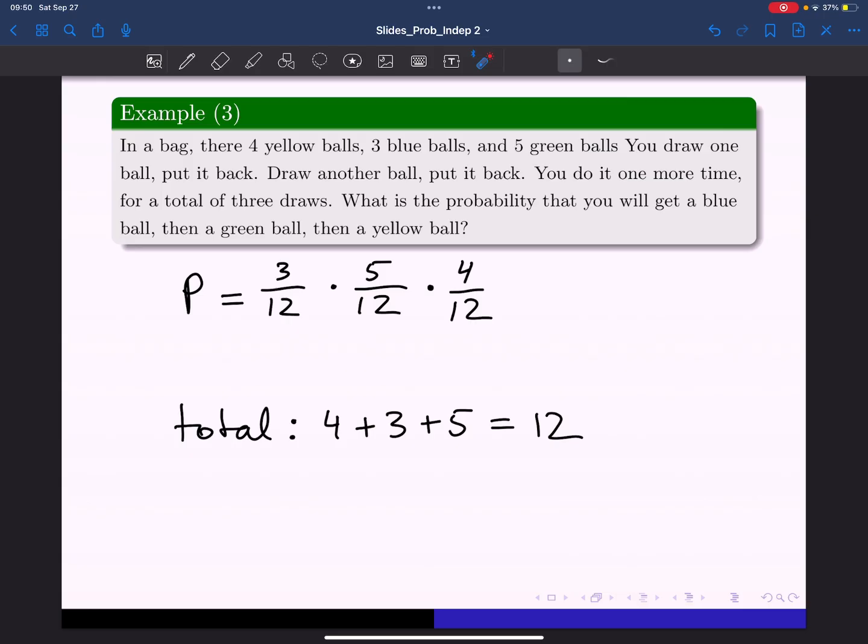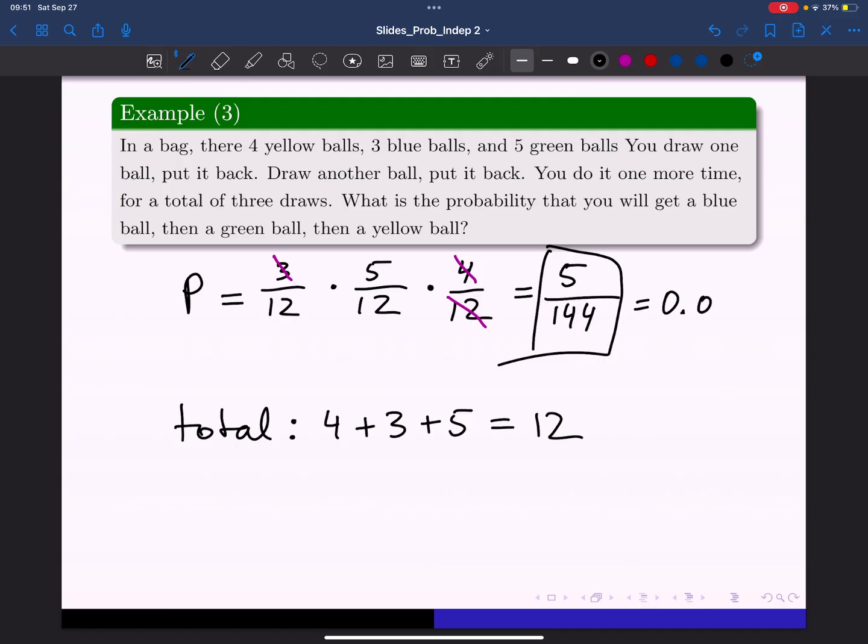We can either multiply this out or we can try to reduce. 3 times 4 is 12, so that can reduce with one of the 12s. And the rest we simply multiply. On the top we have 5, and on the bottom, 12 times 12 is 144. So this is the probability. If you're using a calculator, you're probably getting 0.03472 and so on. So this is about 0.034.